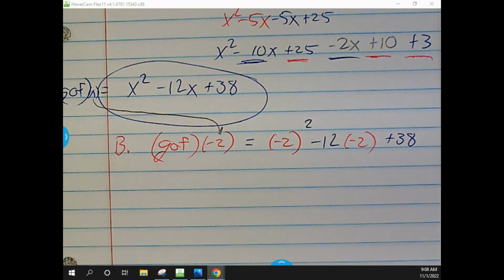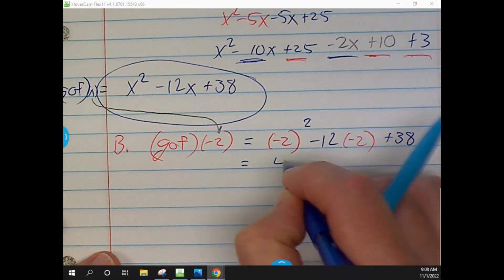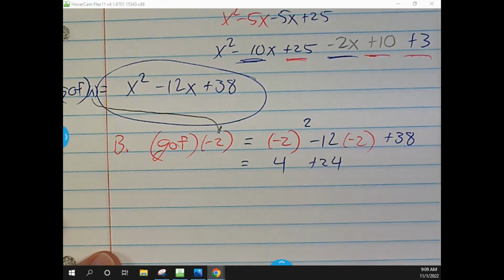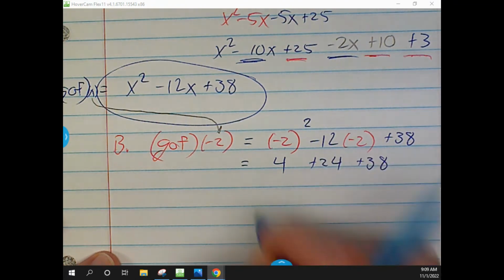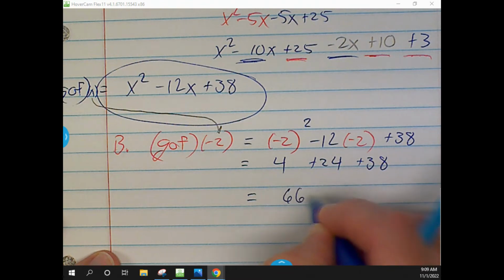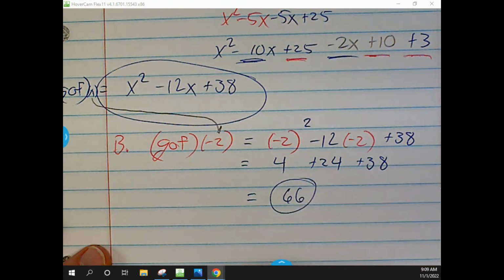Okay, and it's just order of operations from there. Just plugging through the numbers. Just be careful, especially with negatives, be careful of the negatives. Negative 2 squared is 4. Negative 12 times negative 2 is a positive 24 plus 38. That's what, 28 plus 38, that should be 66. There you go.